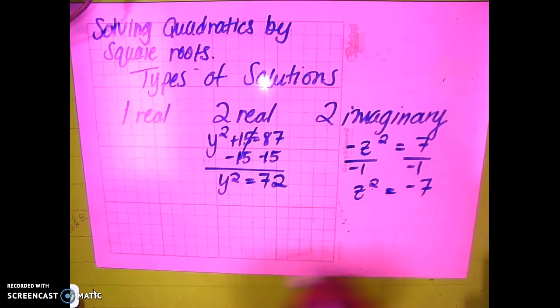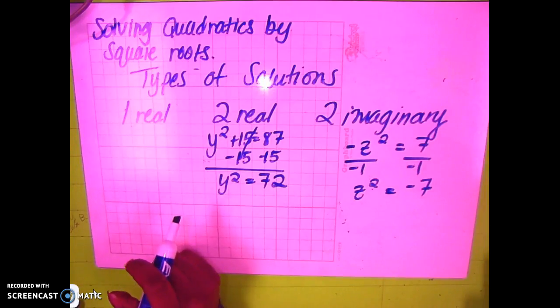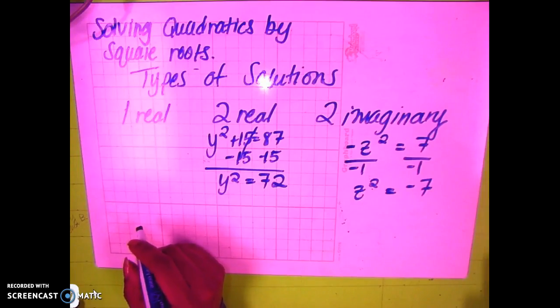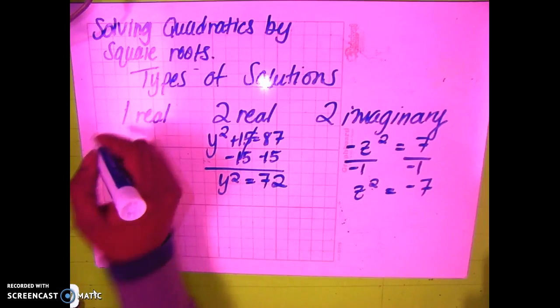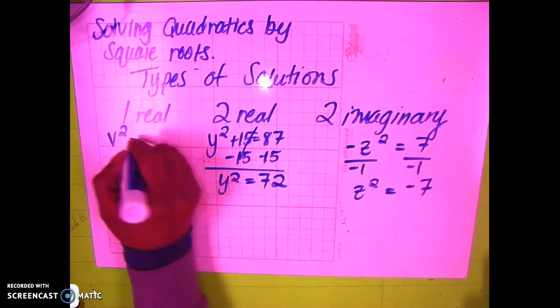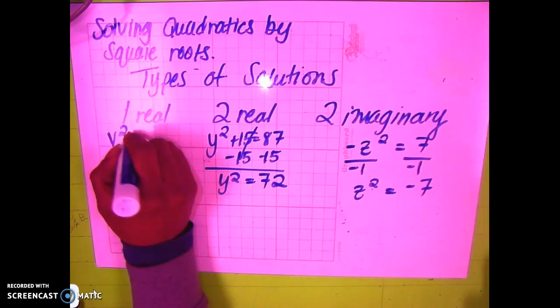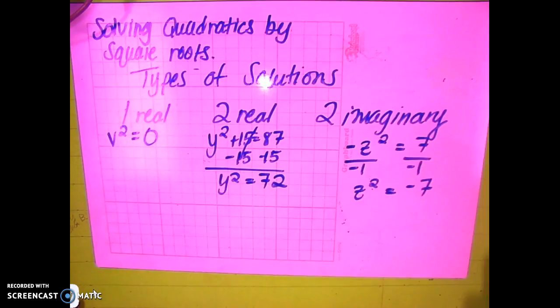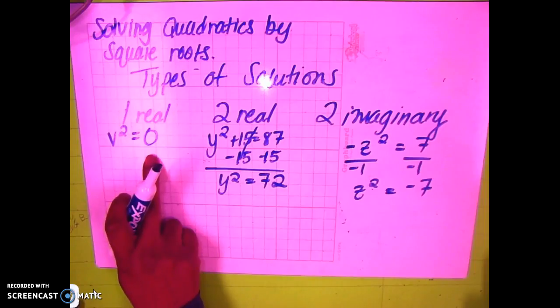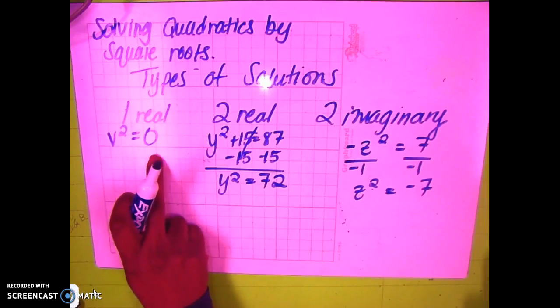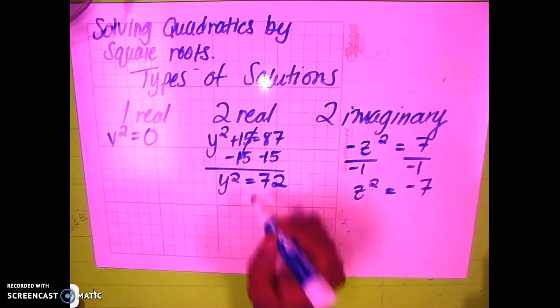Okay, and then next is going to be the real solutions. You have 1 real solution when your right side is equal to 0. So here's my example, b squared equals 0. Okay, so if the right side equals 0, then you're only going to have 1 real solution.